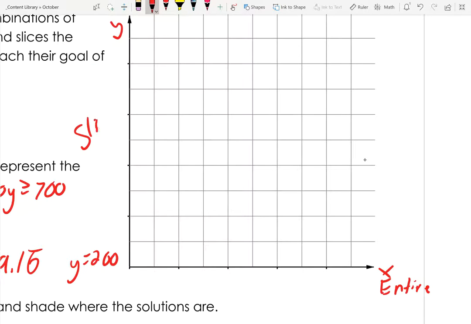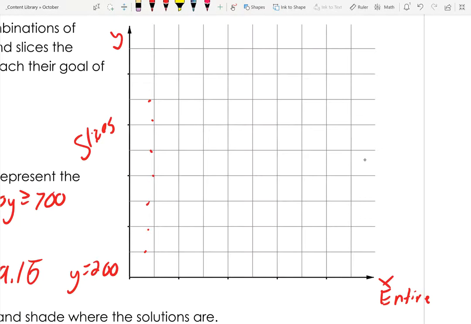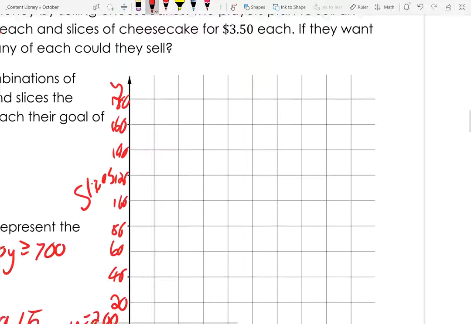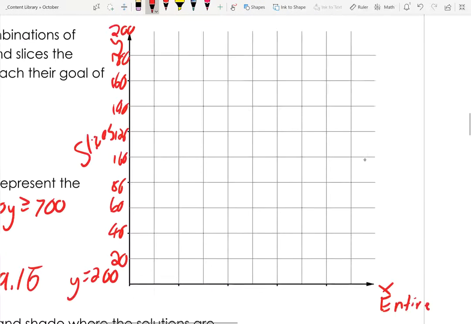If I go up by, how many spaces? 1, 2, 3, 4, 5, 6, 7, 8, 9, 10. I can make 10 work. So each spot here is 20. 20, 40, 60, 80, 100, 120, 140, 160, 180, and all the way up top, 200.